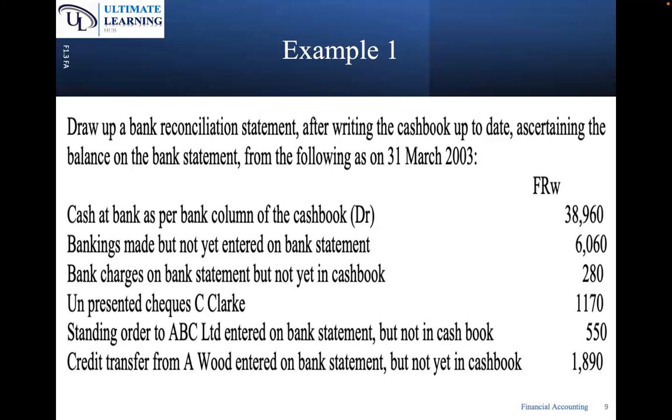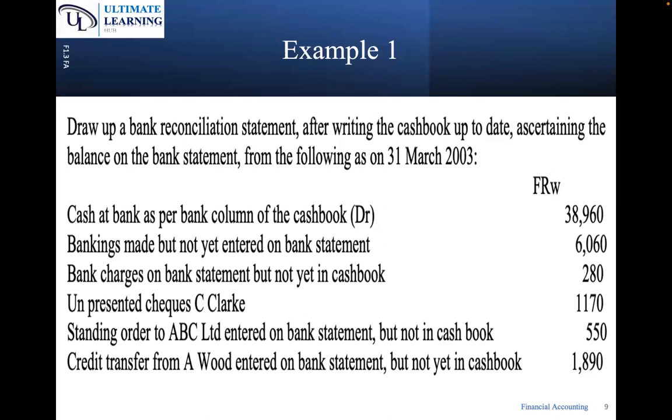So when you start with it, the 38,960 will be a negative when you start preparing the adjusted cash book. Banking made but not yet entered on the bank statement. This is an example of uncredited checks, because you have already banked it, but the bank has not yet reflected it. So it means you took the check to the bank, but it's the bank which has not reflected it. So it's uncredited check. Bank charges on the bank statement, not yet in the cash book.